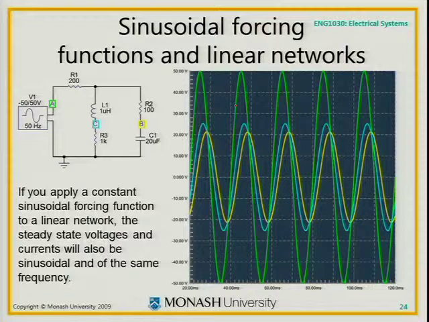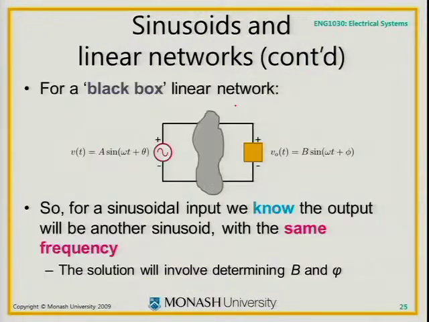All right, this we've really mentioned, but I'll quickly go over it. If you apply a constant sinusoidal forcing function to a linear network, and so far you've only dealt with linear networks apart from diodes, the steady state voltages and currents will also be sinusoidal and of the same frequency. In this case we might have our driving input over here, and any other voltage or current is another sinusoid of the same frequency.